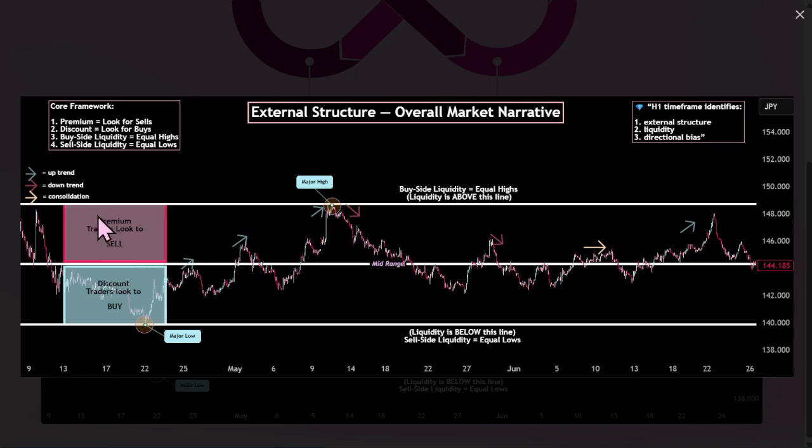So I really want you to pay attention to the red box. This is called your premium zone, everything above the mid-range. This is where traders are looking to sell. Think of it like you want a pair of shoes, but you don't want to buy them when they're about $149 when you can get them at $140. You see what I'm saying? So that's why you want to buy when it's low and sell when it's high.